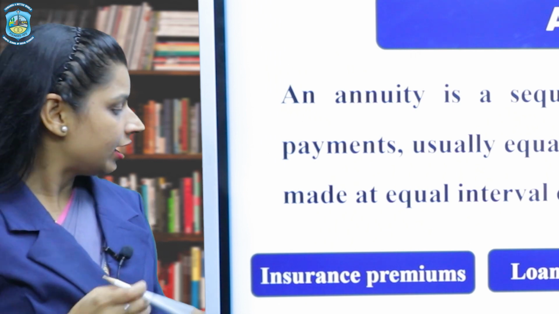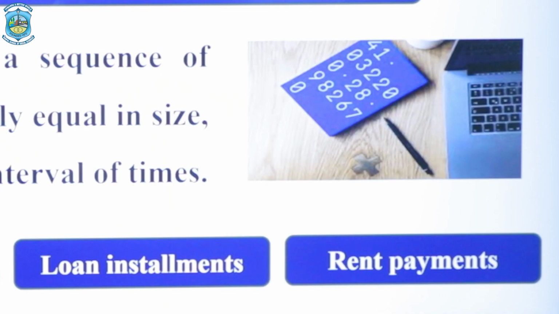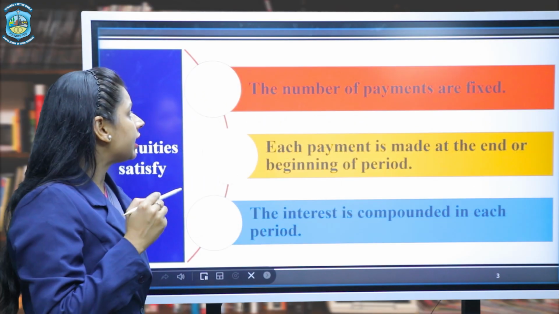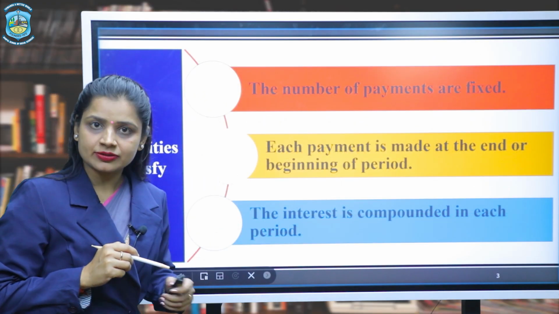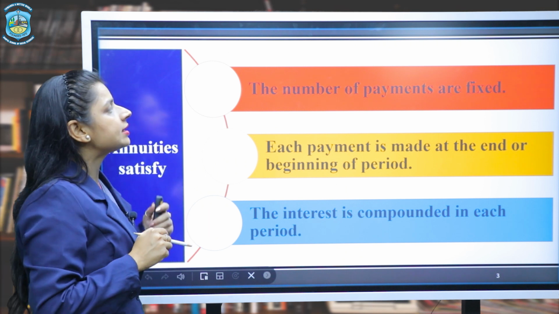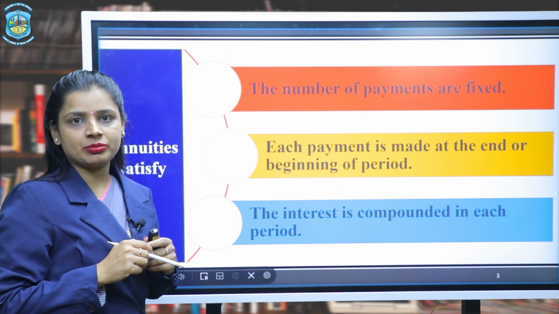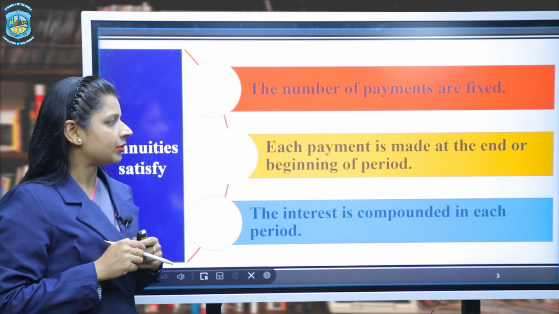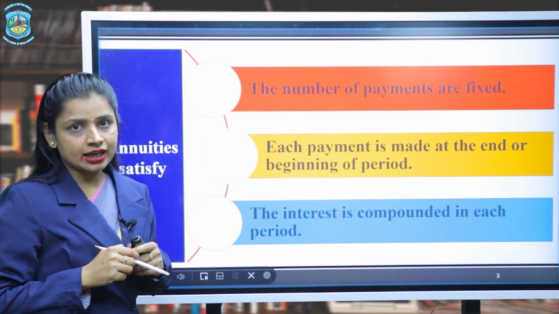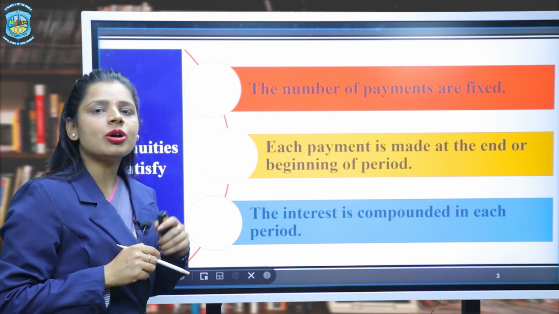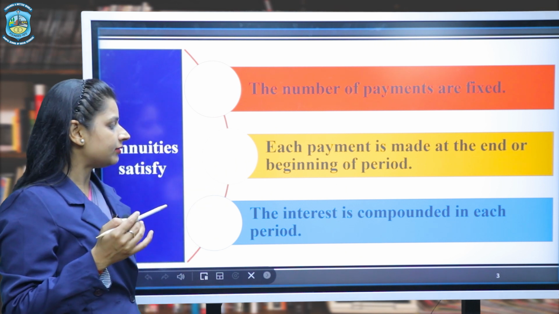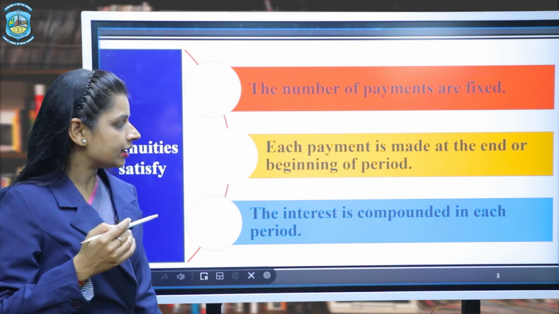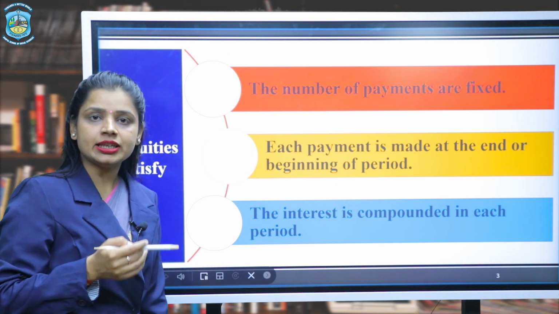For example, insurance premium, loan installment and rent payment. Annuities satisfy three different properties. The first is the number of payments is fixed. Second, each payment is made at the end or beginning of the period. The third one is the interest is compounded in each period.